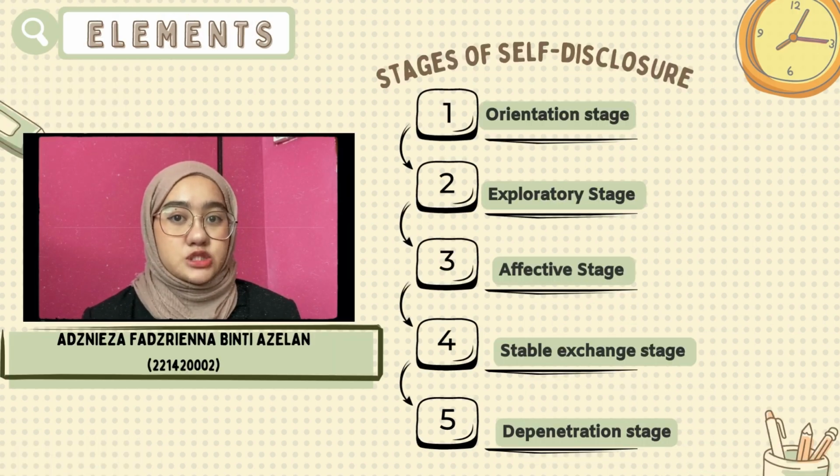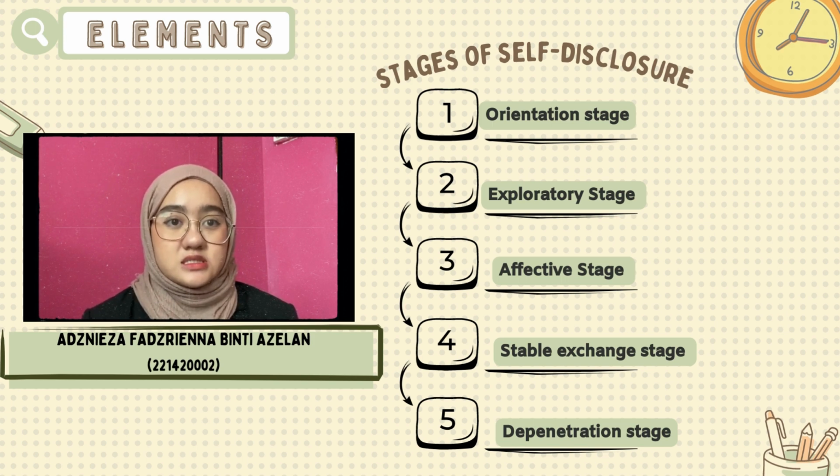Self-disclosure is a process of communication by which one person reveals information about themselves. There are 5 stages of self-disclosure. First, the orientation stage. This phase is often referred to as small talk or initial impression. Second, the exploratory stage, where people start to share more personal information.